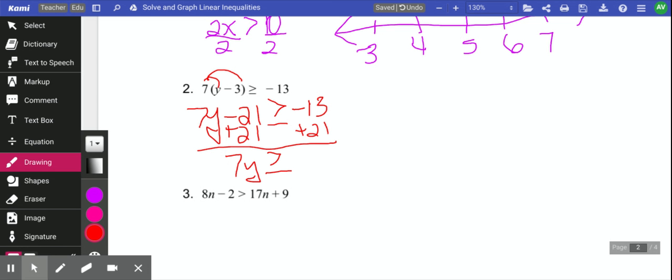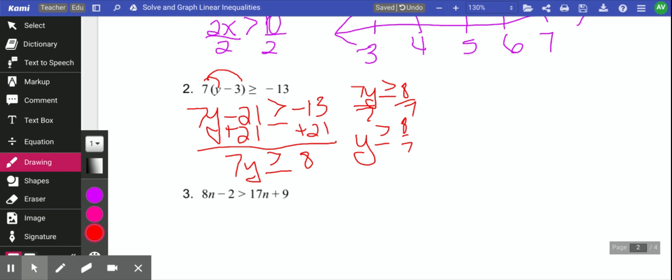They're opposite signs, so I subtract the numbers. 21 minus 13 is 8, and it keeps the sign of the larger number. In this case, that's the 21. Last step is to divide by 7. So we get y is greater than or equal to 8/7.